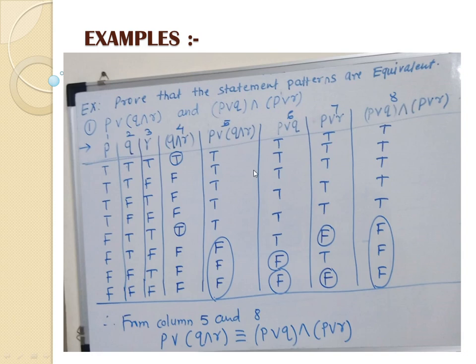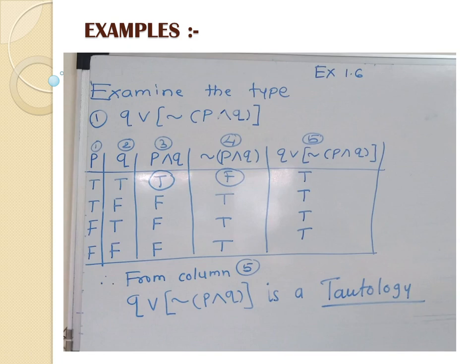In column number 8, we can see that columns number 5 and 8 have all identical values, meaning 5 times true and 3 times false. So we say that these two statement patterns are equivalent, and it is written using this symbol of three lines.